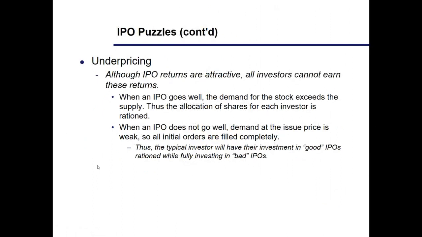When an IPO goes well, the demand for the stock exceeds the supply, so the allocation of shares to each investor is rationed. When an IPO does not go well, demand at the issue price is weak, so all initial orders are filled completely. The typical investor will have their investment in good IPOs rationed while being fully invested in bad IPOs.